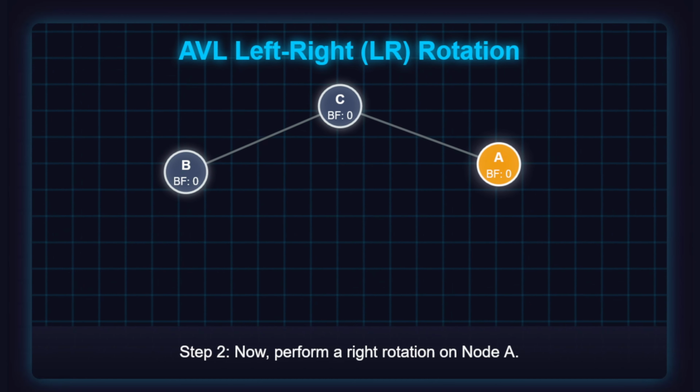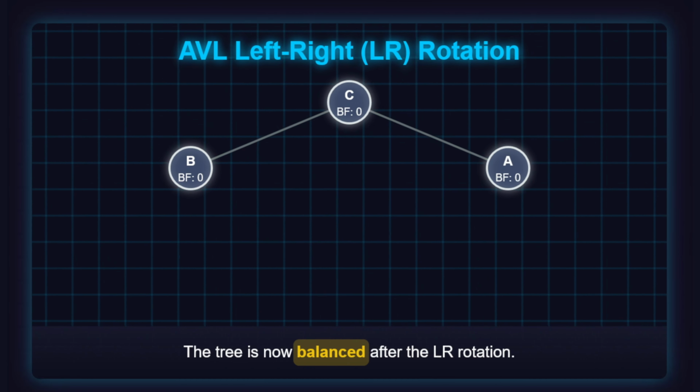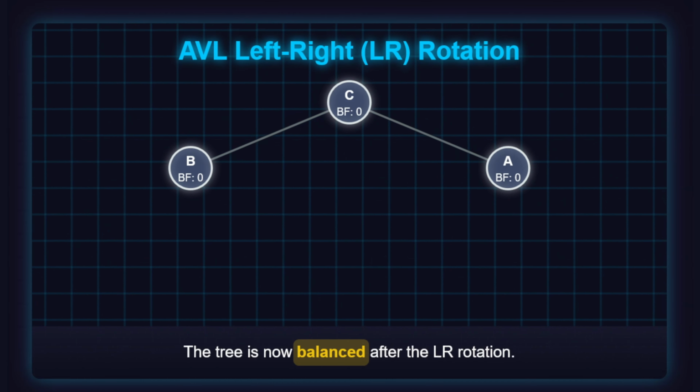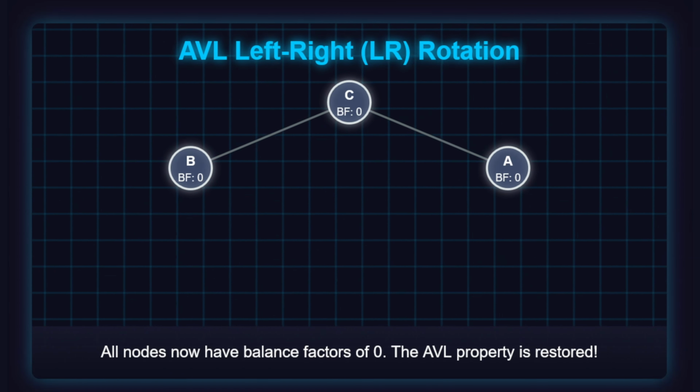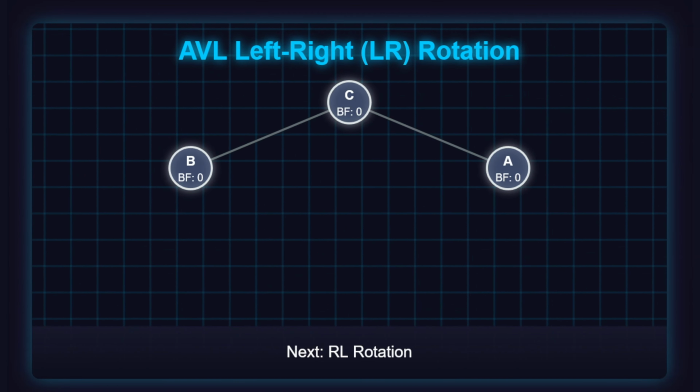Let's check the balance factors after the rotations. The tree is now balanced after the LR rotation. Node C is the new root, with B as its left child and A as its right child. Node B has no children, so its BF is 0. Node A has no children, so its BF is 0. Node C has B and A as children, both with height 1, so its BF is 1 minus 1, which equals 0. All nodes now have balance factors of 0. The AVL property is restored. This is how an LR rotation fixes an AVL tree.